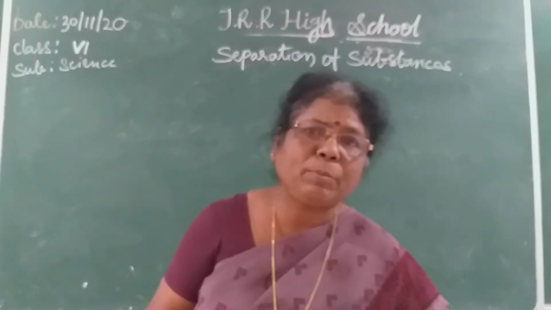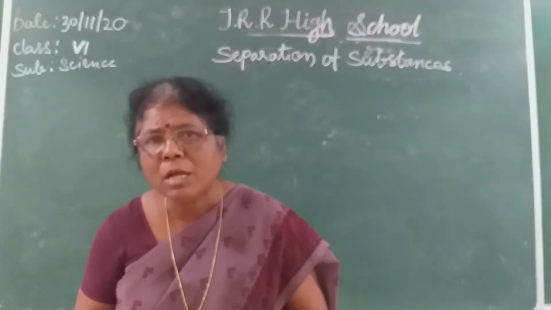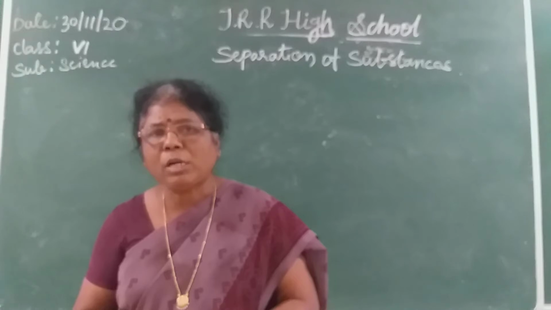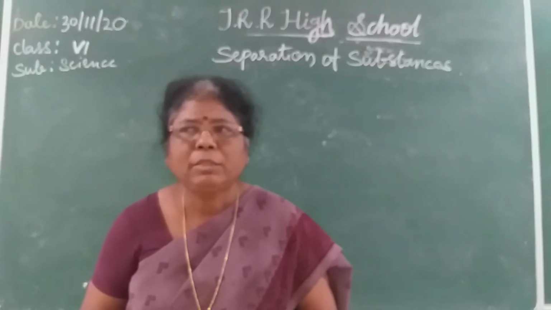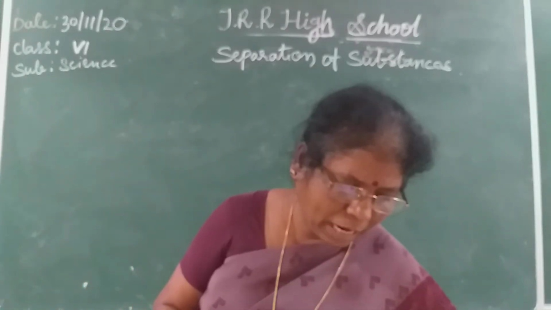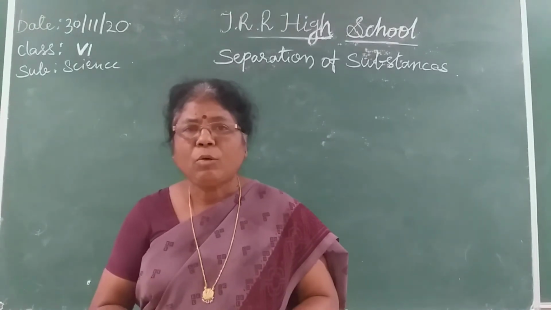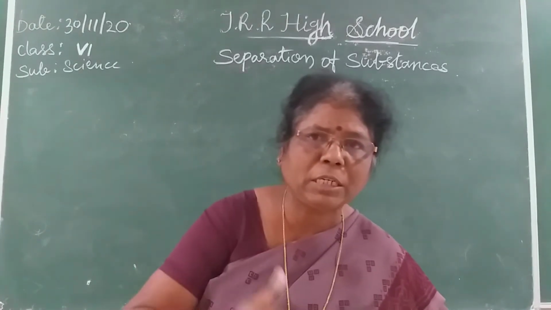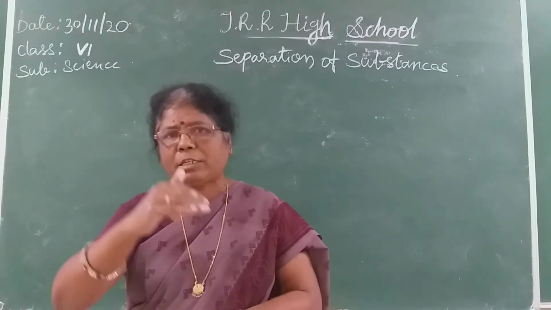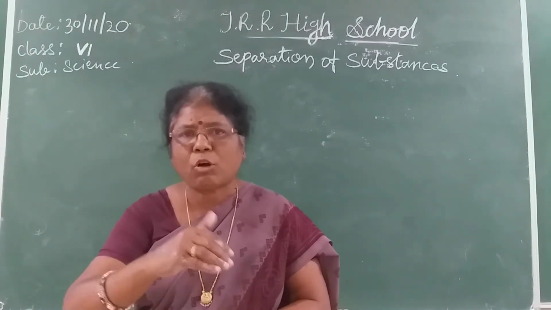Winnowing method, the lighter particles will be separated from the heavier particles, is called winnowing method. That is rice and husk. Sedimentation and decantation also explained you. What is sedimentation? The heavier particles will settle down first, then the lighter particles. These are called the sediment.